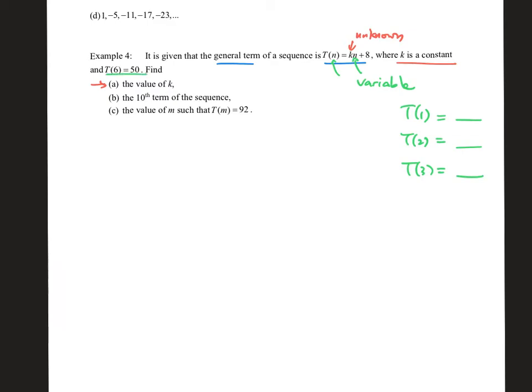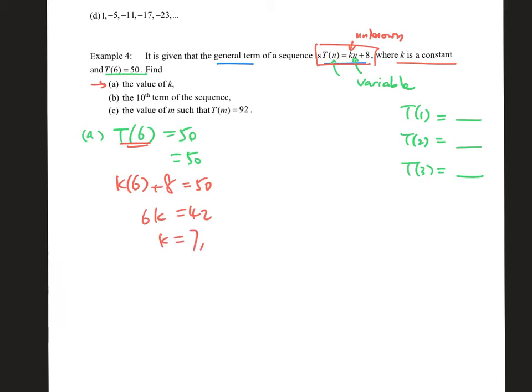So now the question tells you T6 is 50. That's how you can find the value of k quite quickly. As T6 is 50, you can do the substitution in the general term, which gives k times 6 plus 8 equals 50. So 42 on the right, you have 6k on the left. That's why k is 7. So it's quite easy if the question tells you the value of the function, like you have T6 is 50 here, and then you can get k quite easily.